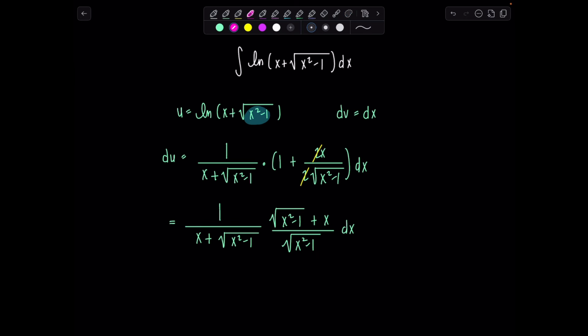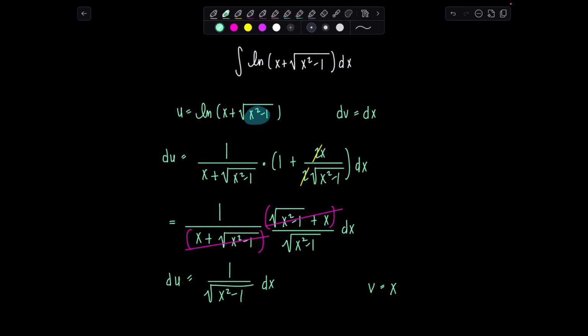Yes, this is x plus square root x squared minus 1. That is the exact same thing. Bam, bam, cancel them out. So then now we can say, oh, du is simply 1 over the square root of x squared minus 1 dx. Pretty painless, right? Okay, so let's see, who do we have so far? I've got u, du, dv, so I need v. V is just going to be x.